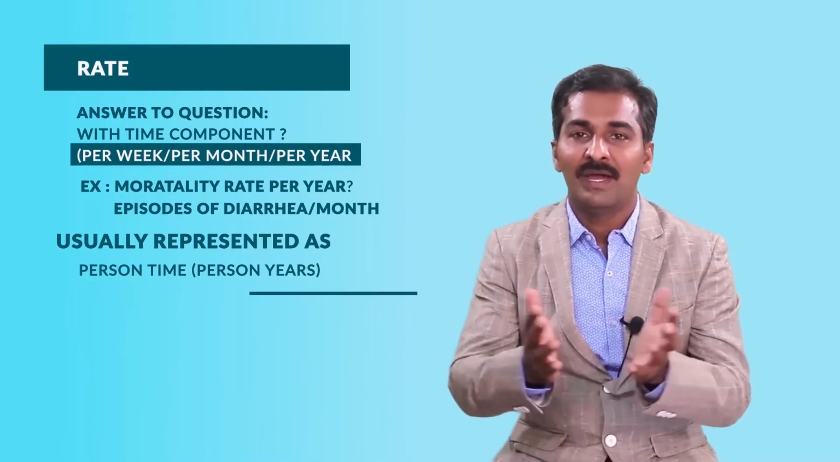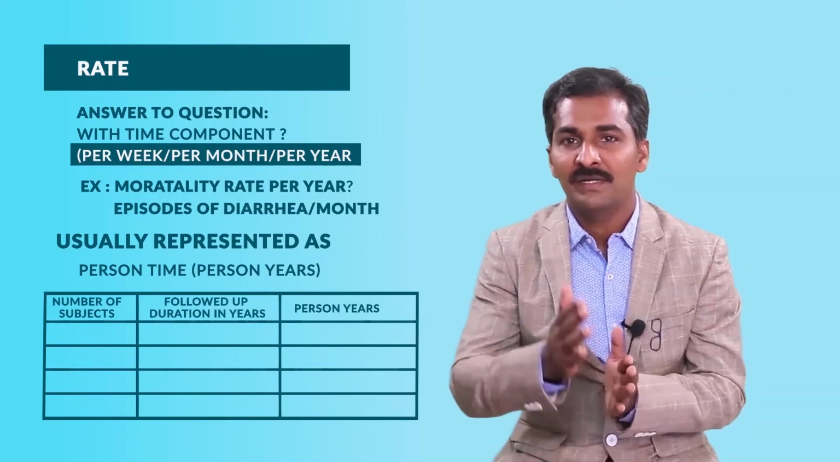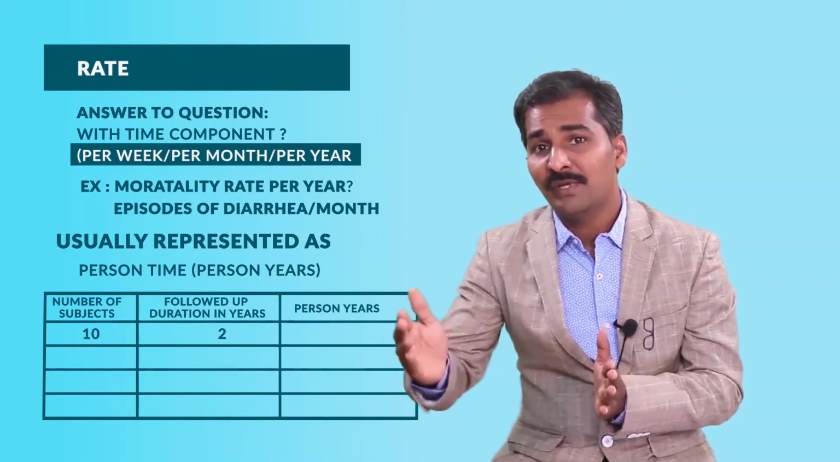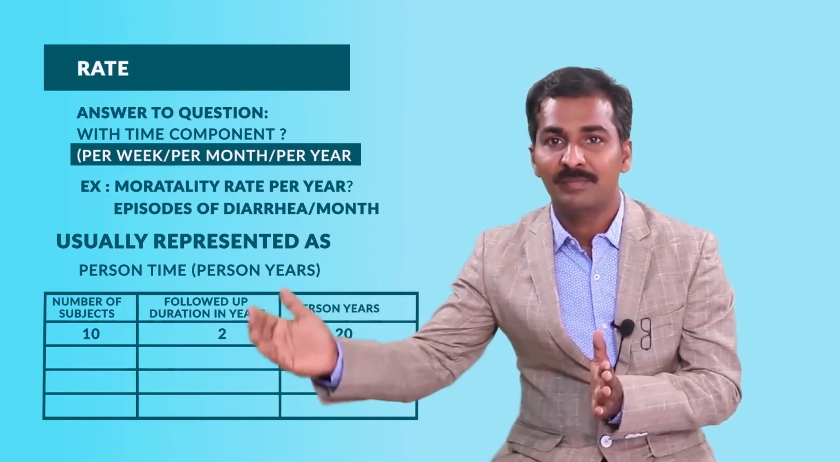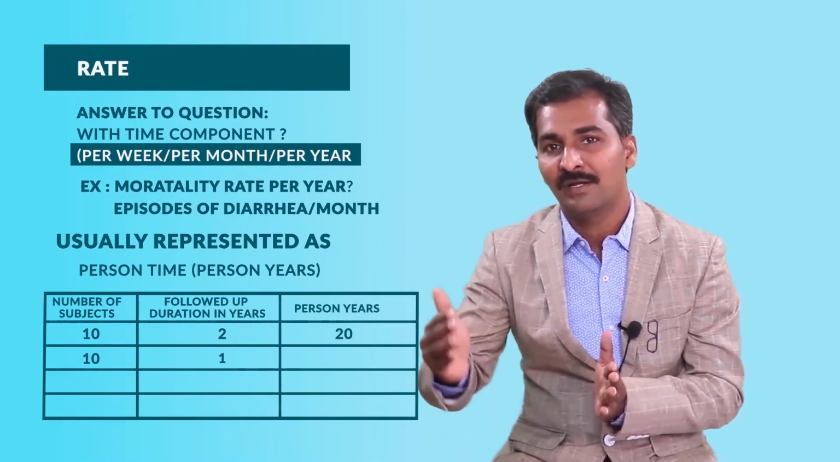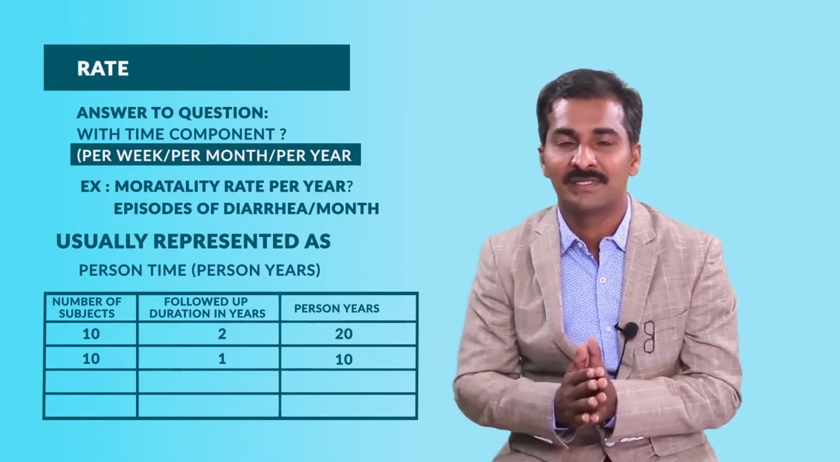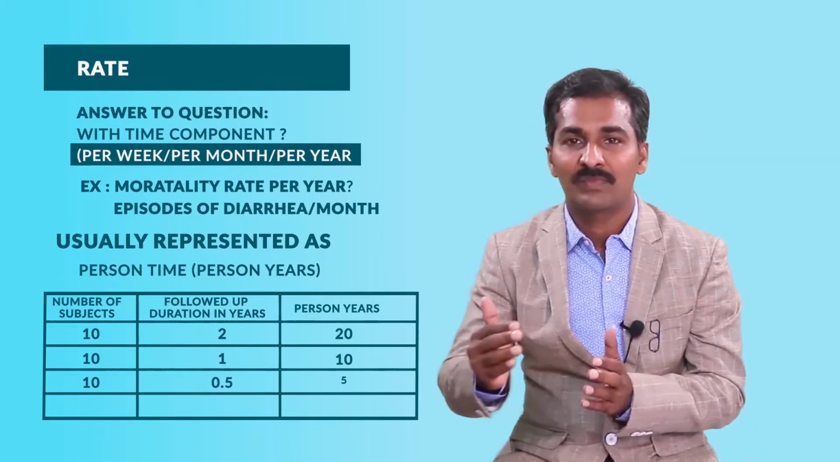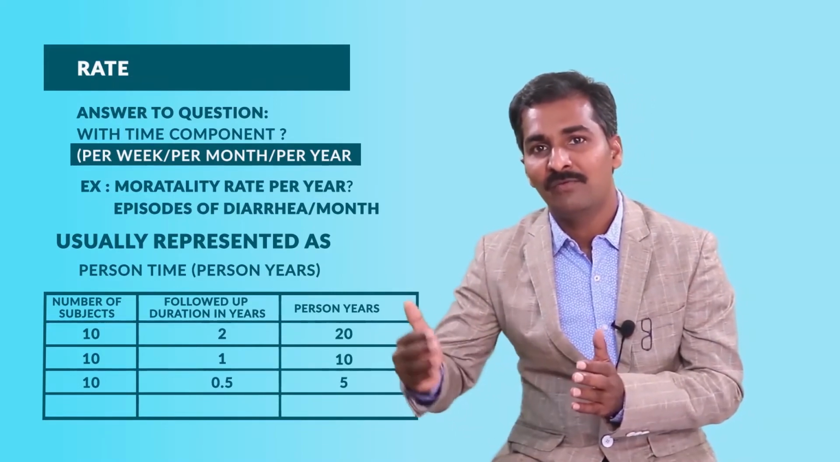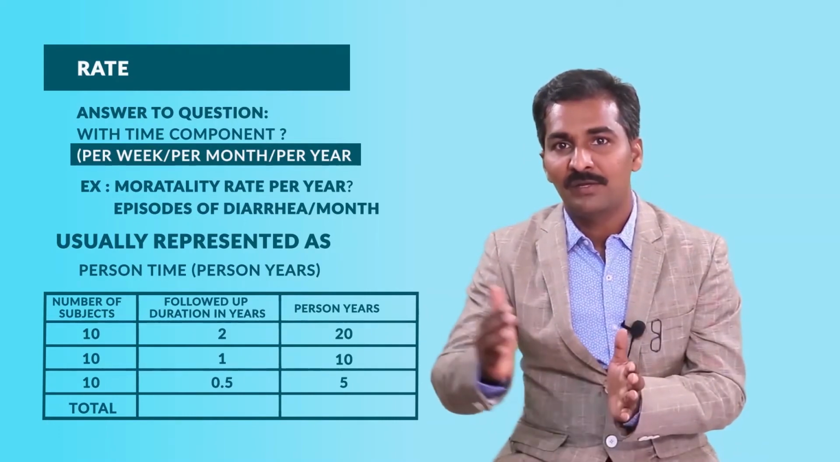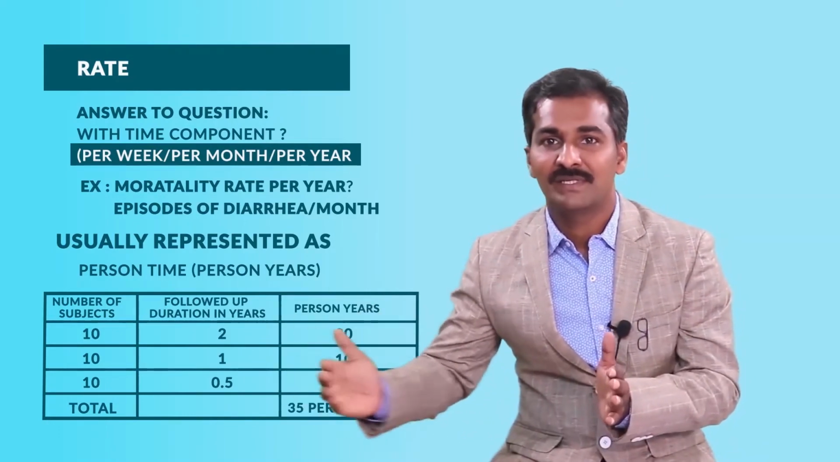For example, I am taking 30 people into my study. 10 people I am following for the next 2 years. They are contributing 10 into 2, 20 person-years. Another 10 people I am following for 1 year, they are contributing 10 into 1, 10 person-years. Another 10 people I am following for only 6 months, they are contributing 10 into 0.5, 5 person-years. In total, all my 30 people are contributing 35 person-years.